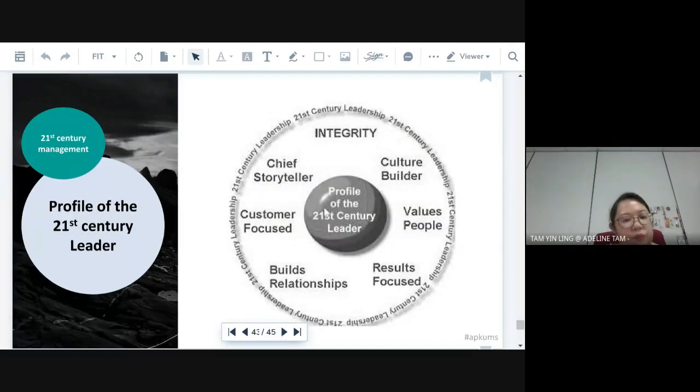So in the 21st century, these are the characteristics of the leaders that we want. Integrity, a culture builder that can build up the cultures. They value the people, that means they emphasize, they know the importance of people.